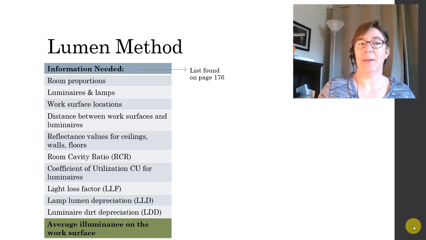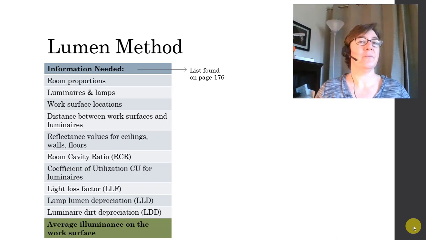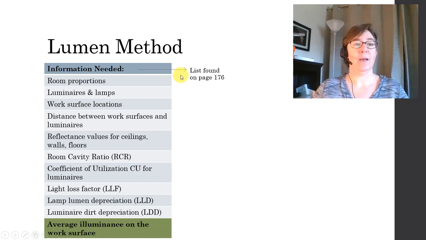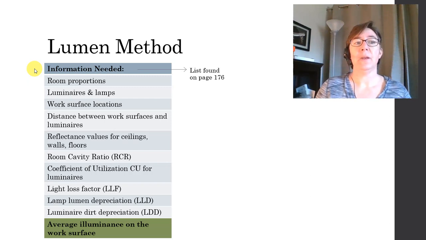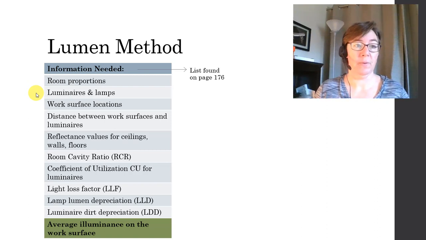So the first thing we're going to do here is take a look at this list of information that you need to collect and gather in order to end up with our number at the bottom of an average illuminance on the work surface. And this list I found on page 176 of your textbook if you want to follow along with that. So in order to do these calculations, you need a lot of information to get to your final number. You need information about the room, its proportions. You need information about the luminaires and lamps that you're proposing to put in the room.